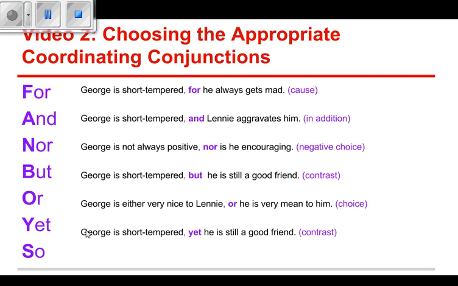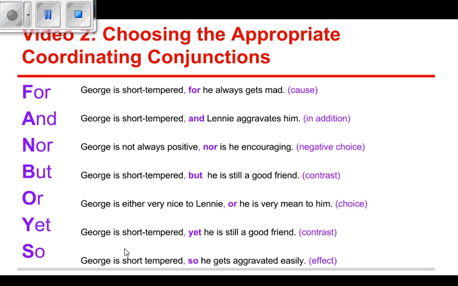If you wanted to use yet in a sentence, here's your example. George is short-tempered, yet he is still a good friend. Yet is very similar to but. Here we are also contrasting. So he is short-tempered, but the opposite to that is he is a good friend. So that yet shows us that he can still have these opposing ideas.